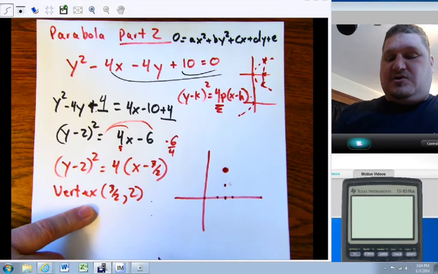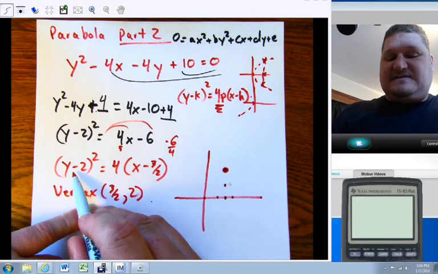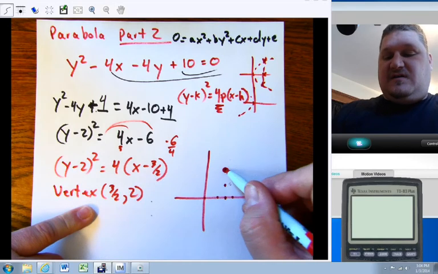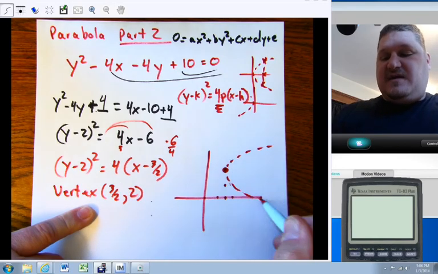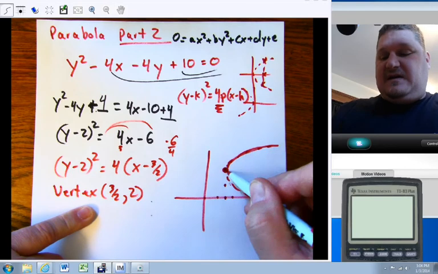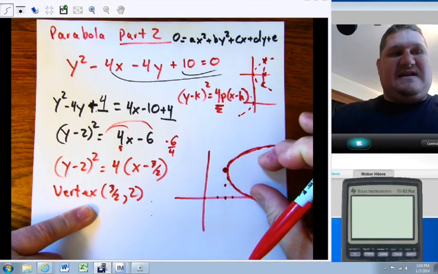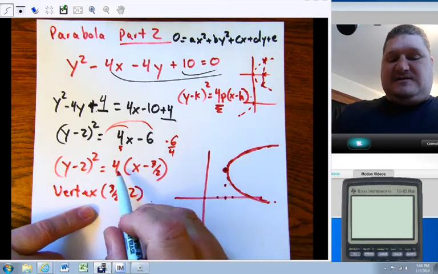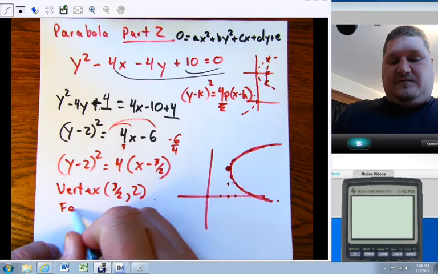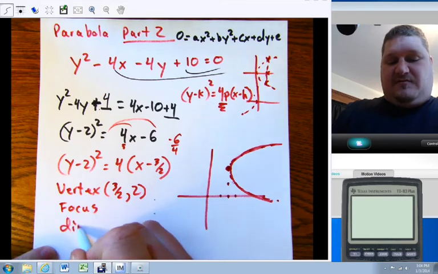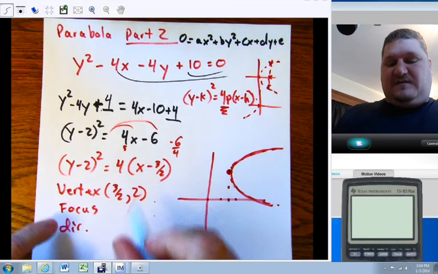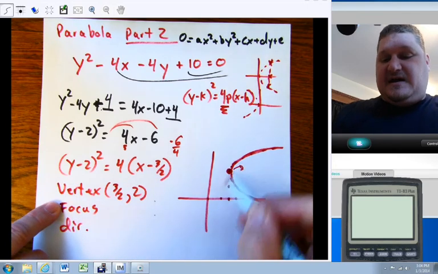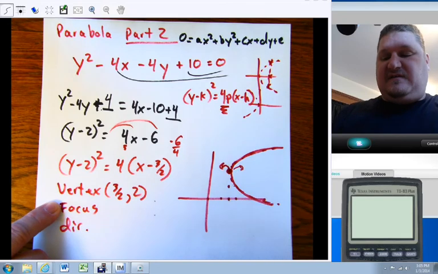We also know that it's going to be going horizontally. Since there is no negative here or here, it's going to open in the standard direction, out this way. Again, I have no idea how wide or skinny that is. That's an entirely separate calculation. However, I can easily tell where the focus and the directrix are. The focus is going to be 1p to the inside, and the directrix is 1p to the outside.